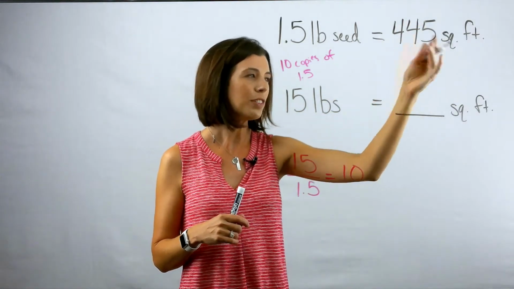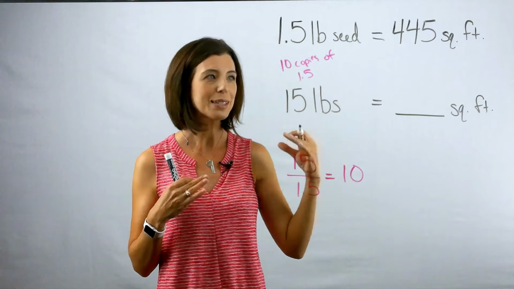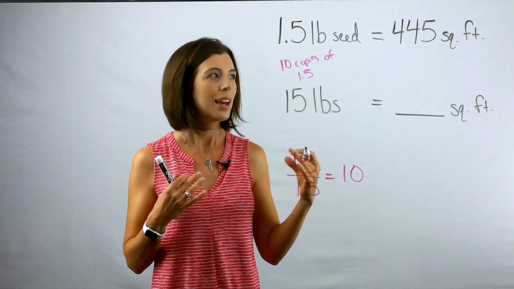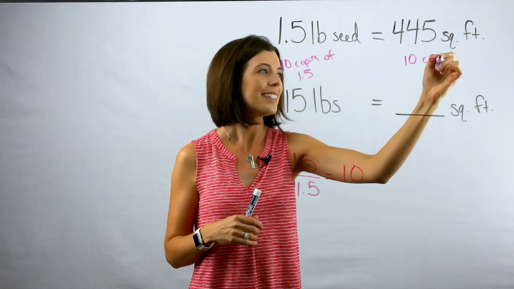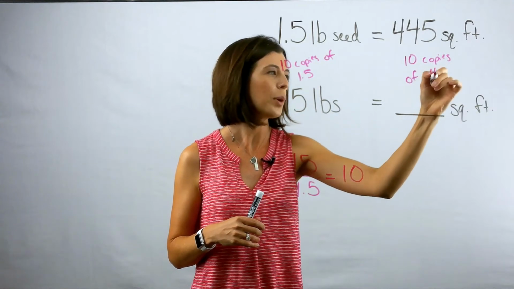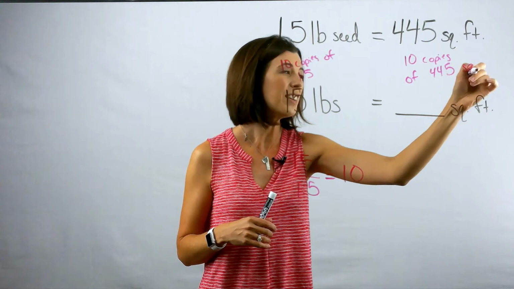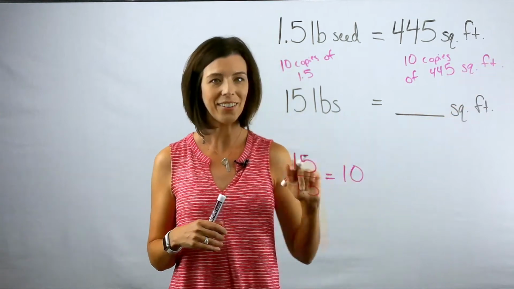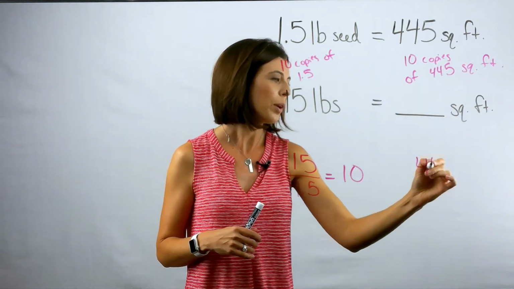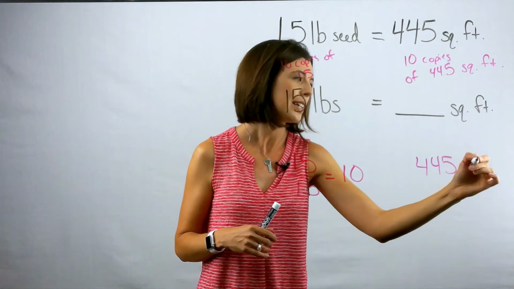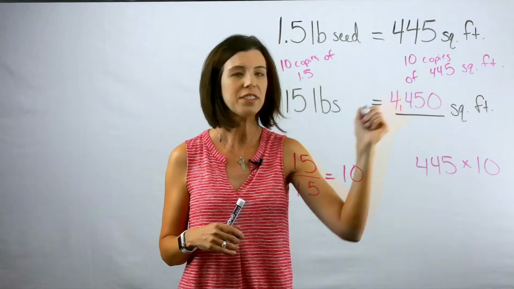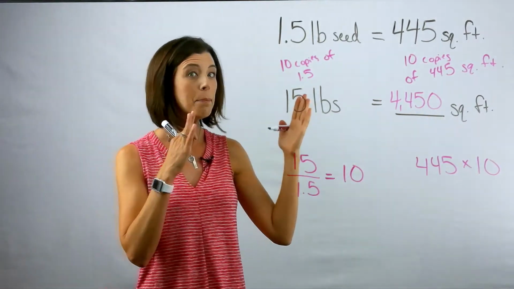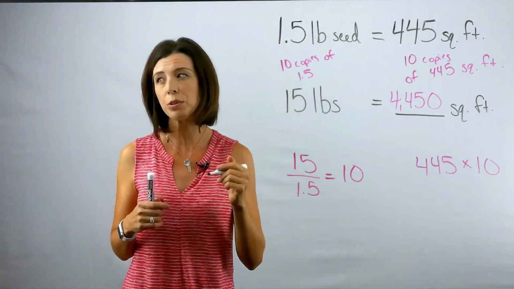this same factor over here, your square feet, also has to be multiplied by the same scale factor. So I know that therefore there are going to be 10 copies of 445 square feet in this answer down here. So if I multiply 445 times 10, I get 4,450 square feet. This is a much quicker way than what you would traditionally do.